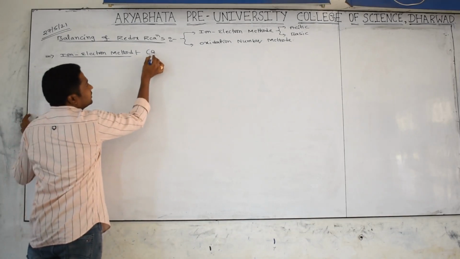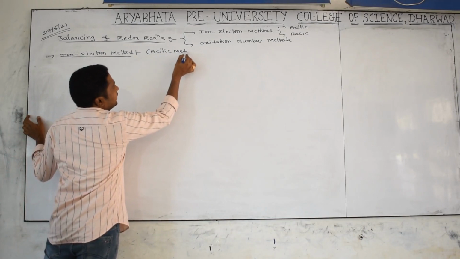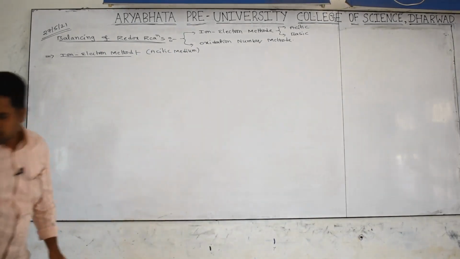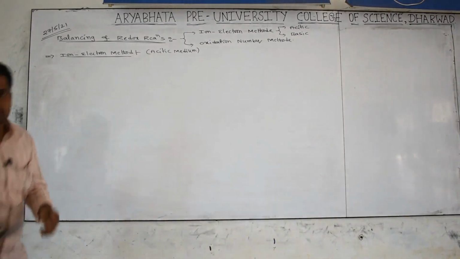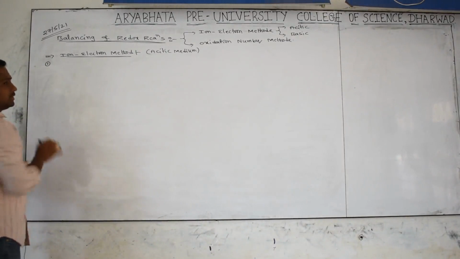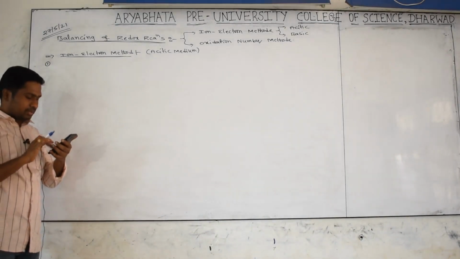Under acidic medium we are discussing. For each one I think we have 3-4 questions. So first I will explain one by one. Under acidic medium the first question is this; see carefully how to balance, and we will discuss everything.